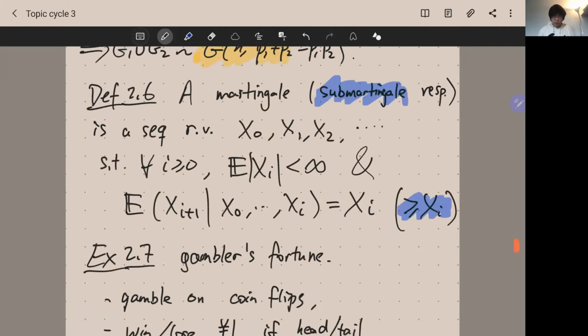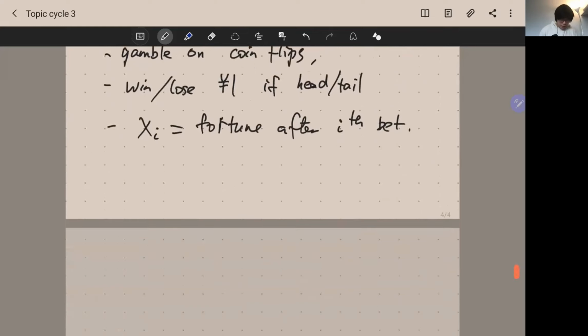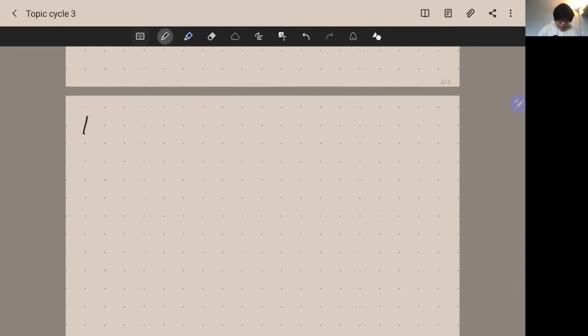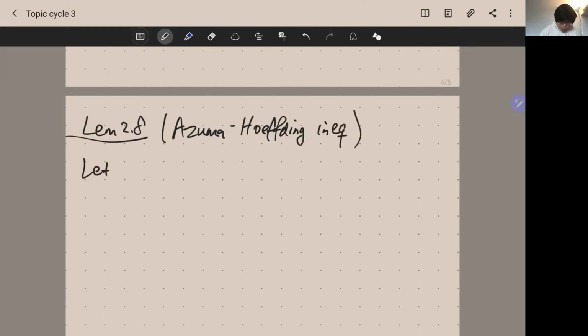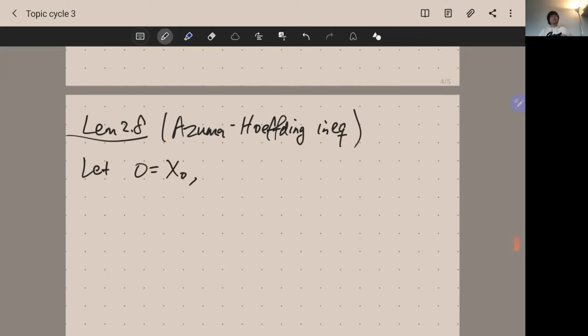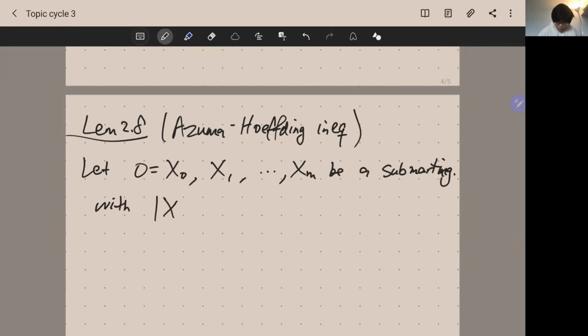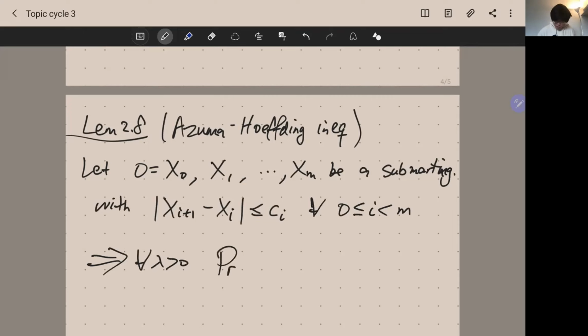So what's nice is that when we have a martingale with bounded differences, we can give exponential decay. This is the Azuma-Hoeffding inequality. I will take an easier applied version. Let's start with x0, and then x1, a sequence of random variables, up to xm, be a submartingale with bounded differences, that means every two consecutive states don't vary too much, kind of like a Lipschitz condition, for each i during this process. Then, for any lambda bigger than 0, we have an exponential decay.